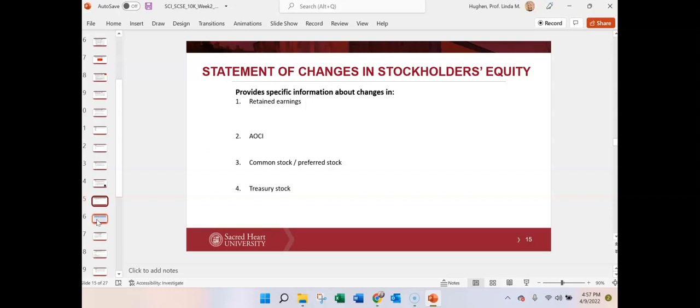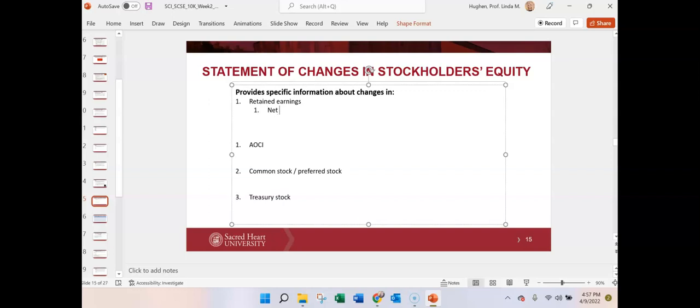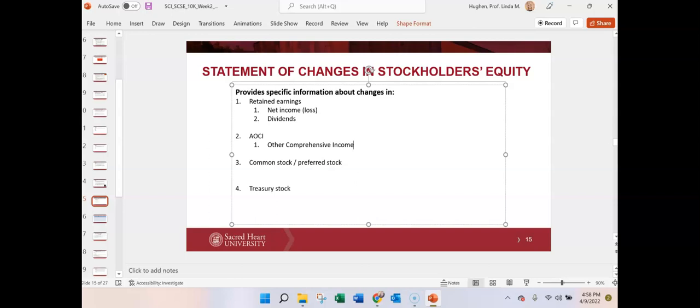Let's move on to the statement of changes in stockholders' equity. I talked just a little bit about it, but now we're going to add some information. The statement of changes in stockholders' equity, or the statement of equity, provides specific information about changes in retained earnings, and the two major components of retained earnings, net income or net loss, and of course, dividends. We've introduced this accumulated other comprehensive income account. Related to it, we're going to have a beginning balance, what we ended last period with. To that beginning balance, we're going to add other comprehensive income, or subtract an other comprehensive loss for the period, to get our ending balance in accumulated other comprehensive income.